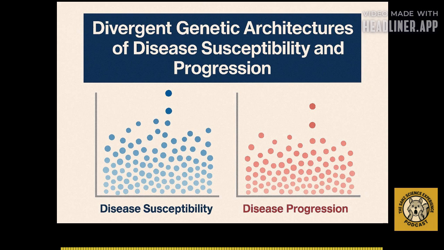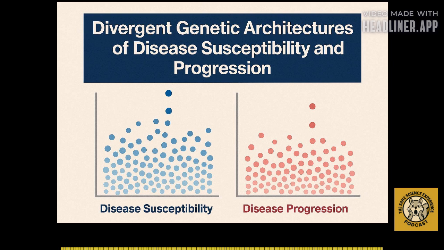Two different plays, maybe. So why? Why are these genetic influences so profoundly distinct? What are the factors that the researchers think create this massive disconnect?